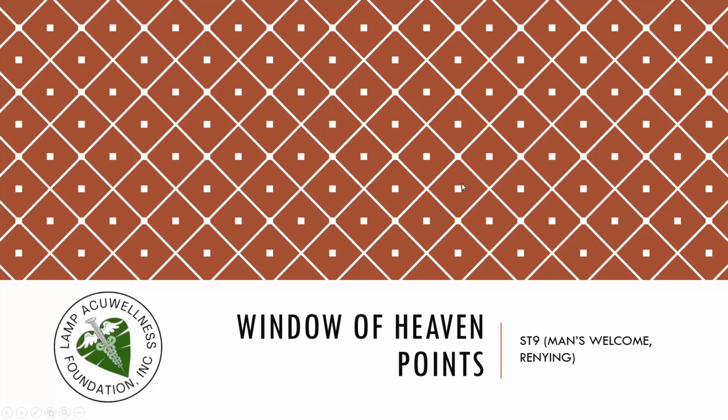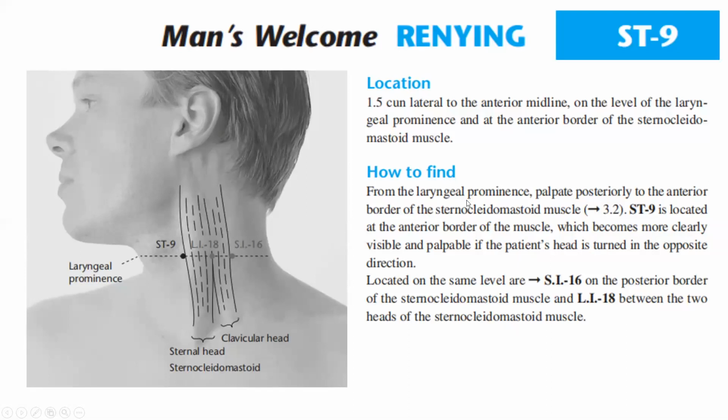We continue with the discussion on the Window of Heaven points: stomach 9, Man's Welcome. Location: 1.5 cun lateral to the anterior midline, on the level of the laryngeal prominence and at the anterior border of the sternocleidomastoid muscle. How to find stomach 9: from the laryngeal prominence, palpate posteriorly to the anterior border of the sternocleidomastoid muscle. Stomach 9 is located at the anterior border of the muscle, which becomes more clearly visible and palpable if the patient's head is turned in the opposite direction.